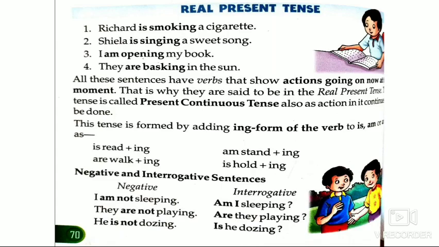Turn your book to page 70. The topic is given as a real present tense. Actually, we are going to learn about the present continuous tense. See, number 1, Richard is smoking a cigarette. Number 2, Sheila is singing a sweet song. Number 3, I am opening my book. They are basking in the sun. All these sentences have verbs that show actions going on now at this moment. This is why they are said to be in the real present tense.